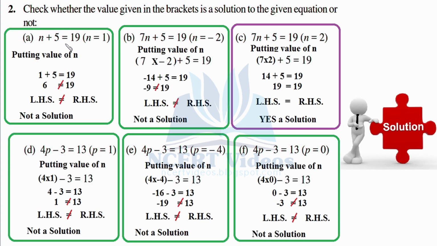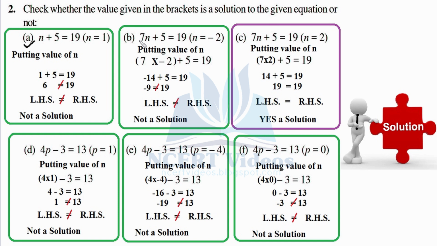A part, n plus 5 equal to 19. So putting the value of n equal to 1 in this equation: 1 plus 5 equal to 19 as it is. 5 plus 1 is 6, which is clearly not equal to 19. So therefore we cross it. Since left hand side is not equal to right hand side, therefore n equal to 1 is not a solution of this equation.